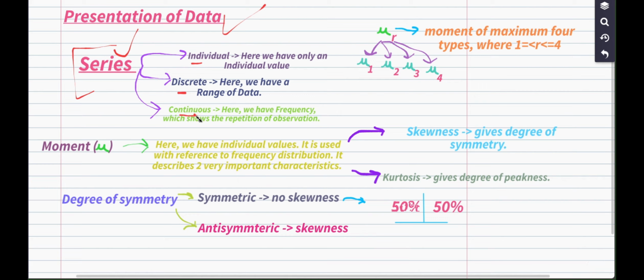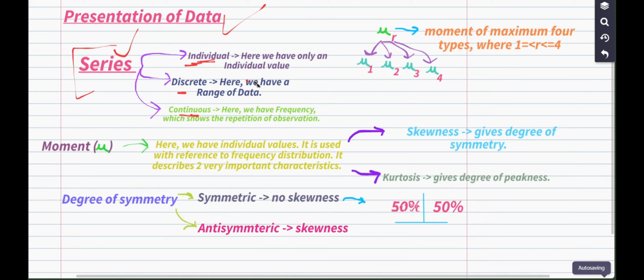When we will be practicing the numericals now, there I will just show you a data set, and from that data set we will find out whether the data set is individual, discrete, or continuous, right? So basically the series, the presentation of data, is of three types, that is individual, discrete, and continuous. First, we start with individual.